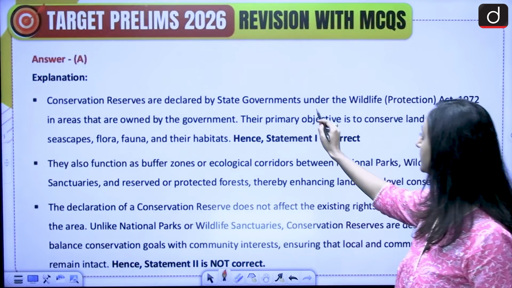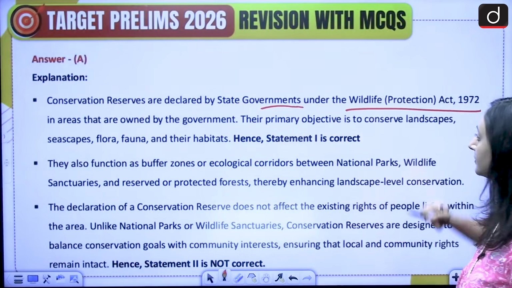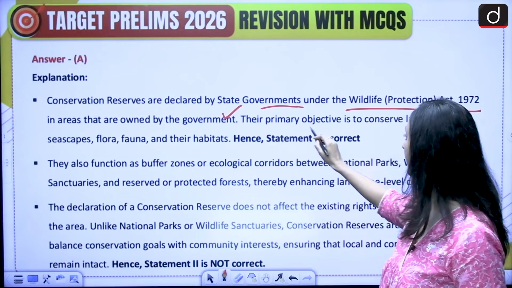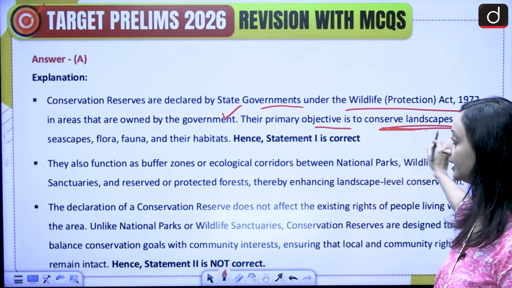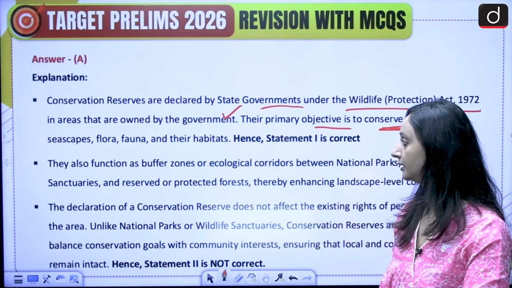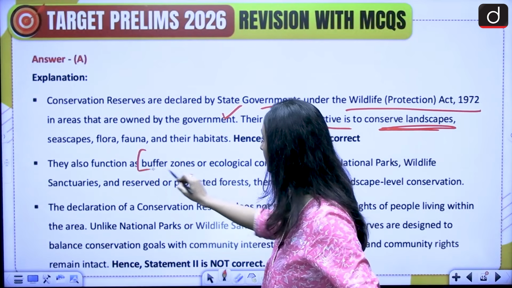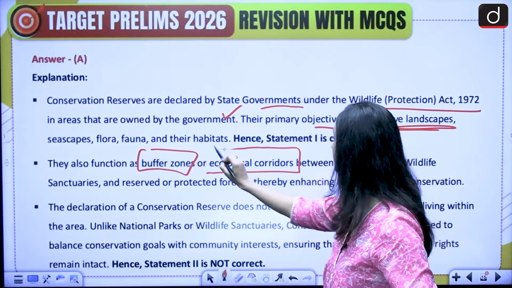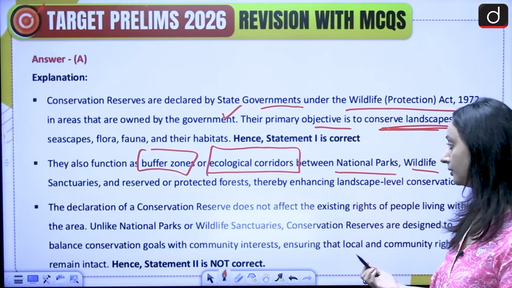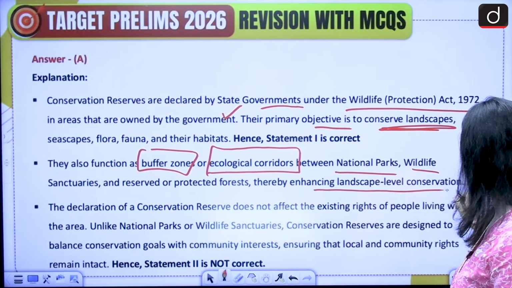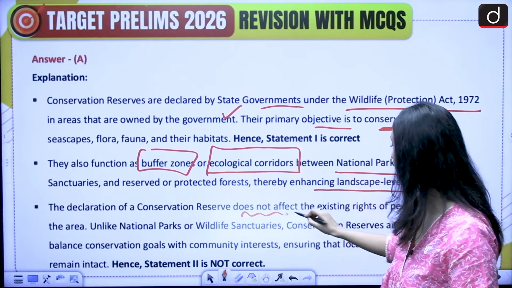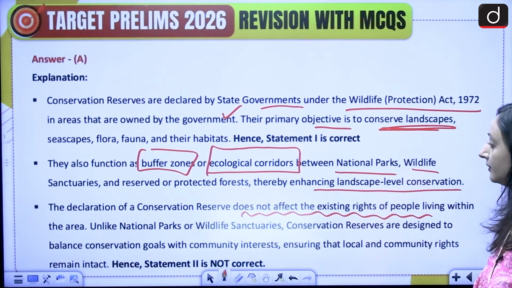So these are declared by the state governments under the Wildlife Protection Act of 1972 in areas that are owned by the government. Okay. The primary objective is to conserve the entire landscape, seascape, flora, fauna and their habitat. That is why they could be anything. They can function as your buffer zone or as ecological corridors between national parks, wildlife sanctuaries, and reserved or protected forests, thereby enhancing landscape level conservation. And this declaration is actually not going to affect the existing rights of people living within the area.